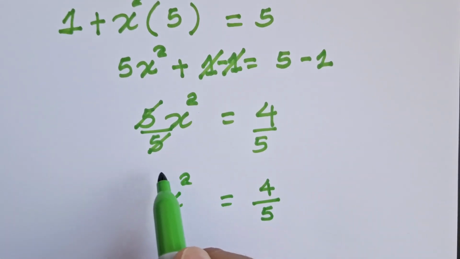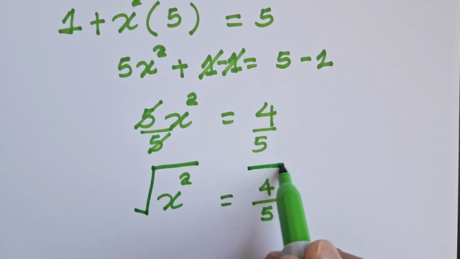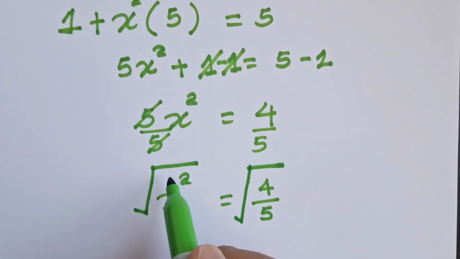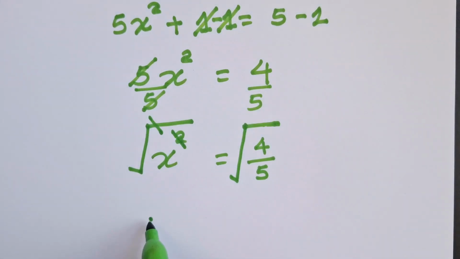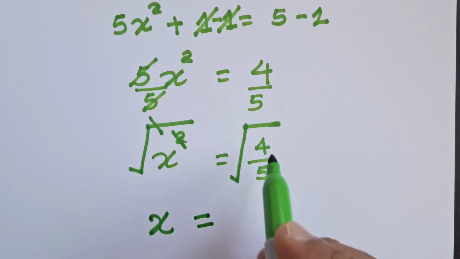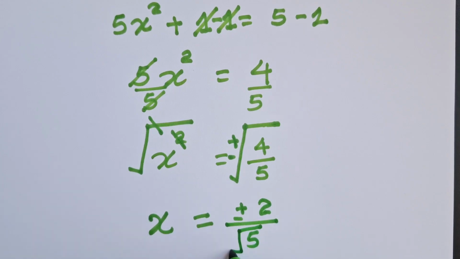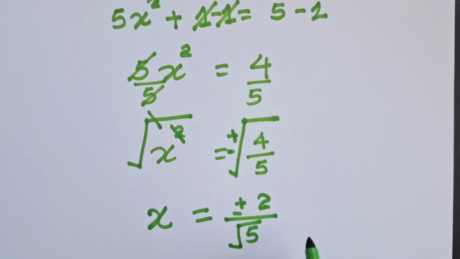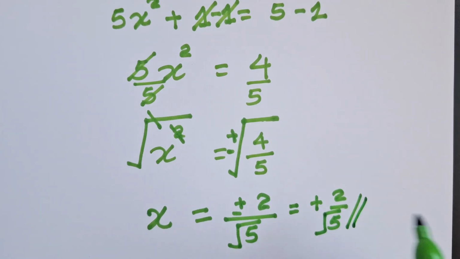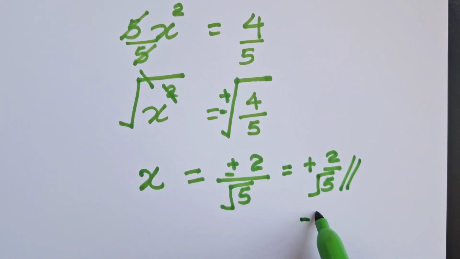I am going to take the square root of both sides of the equation. Now on the left side, square and square root cancel out. Then we have x on the left side of the equation. On the right-hand side, we have to consider both plus and minus values here. Then square root of 4 is equal to 2. Then we have x is equal to plus or minus 2 divided by square root of 5. So this is our final answer. Actually we have two answers for x: plus 2 divided by square root of 5 and minus 2 divided by square root of 5.